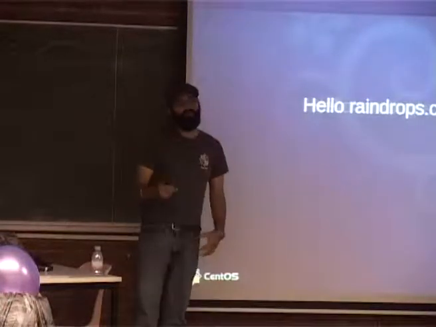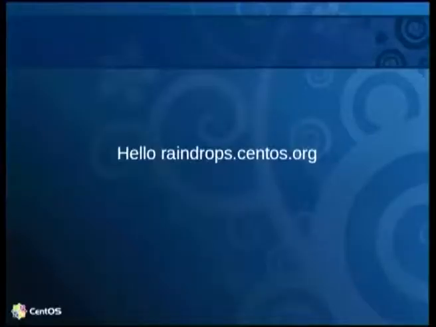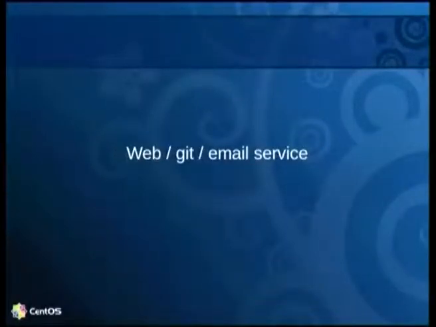So basically what we did was we got all of that stuff together and we came up with an instance called raindrops.centos.org. We're actually launching this as project raindrops.net, but it's also available from the raindrops.centos.org interface. And what it is, it's a web, email, and a Git interface.